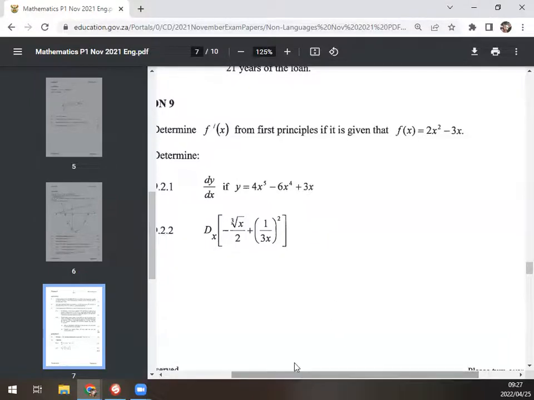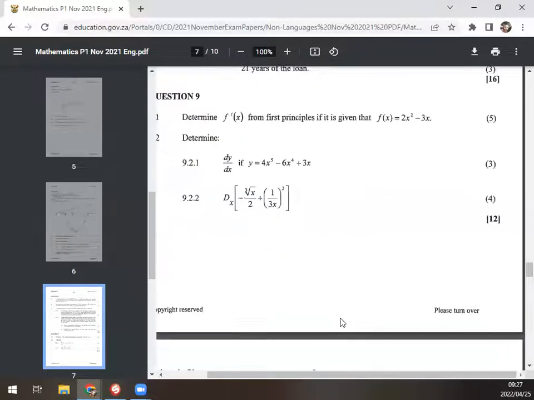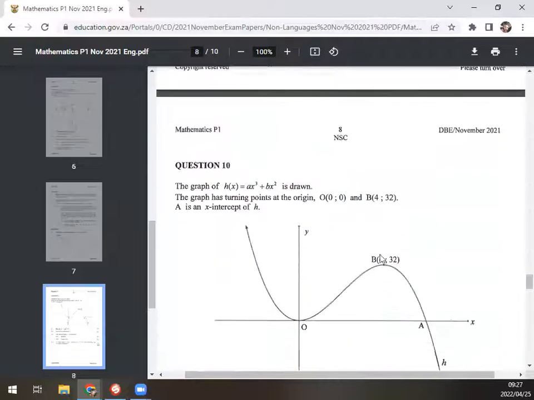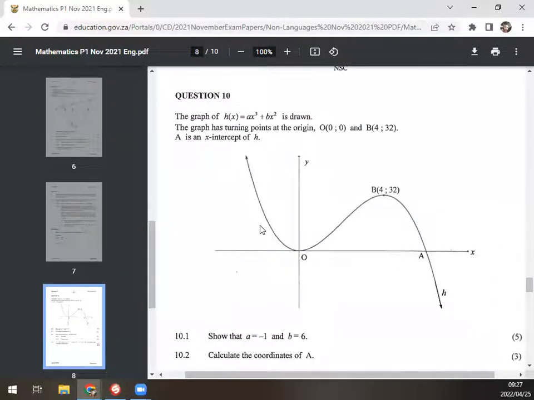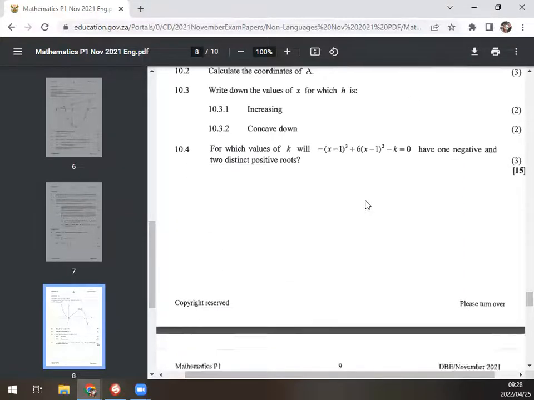But that's basically it. Then the rest of the types of questions where they are testing derivatives is like this kind of thing. We're also going to get to this. This is a cubic graph. We use derivatives to draw this.